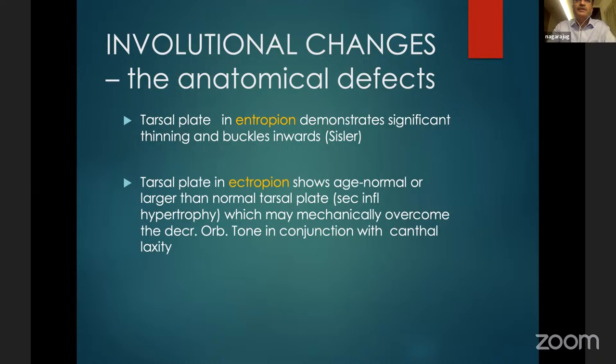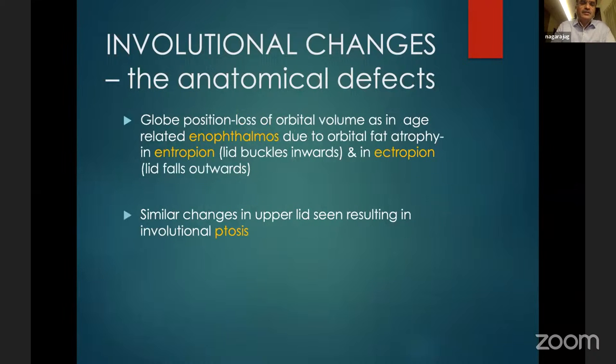Whereas in a case of entropion, the tarsal plate, which is very thin because of these forces, the overriding muscle and the dehiscence of the retractors, the lower lid retractors, the lid will buckle inwards in a case of entropion rather than in a case of ectropion. These are the changes which can occur as one ages. In addition to that, as I told you, the globe, especially as one ages, there will be loss of orbital fat, there will be loss of orbital volume. So there will be a little bit of anophthalmos also. And basically, the lid will buckle inwards in a case of entropion, whereas in a case of ectropion, because of the lax tarsal plate, the lid will fall outwards.